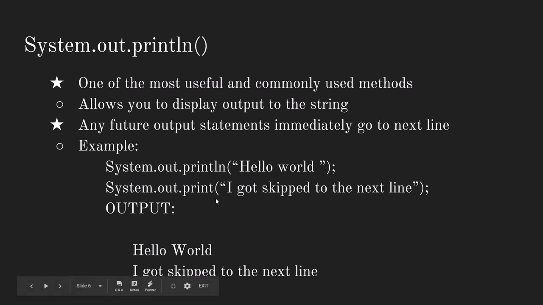So any output statements, if this was a System.out.println, will get skipped to the next line. System.out.print, System.out.printf, it'll all get skipped to the next line. And this is very useful when you want to go to the next line, which in that case you would always use System.out.println. A great way to memorize this is "line, next line," so you know that System.out.println is the method that allows you to skip to the next line.